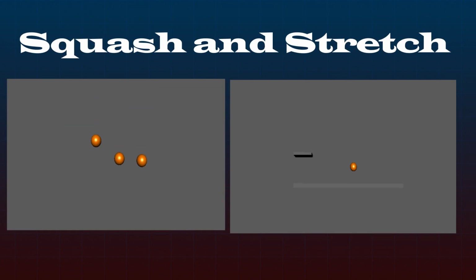Squash and stretch makes us believe that a moving object or character has weight, is flexible, and is affected by gravity. The ball in this example squashes wide and is flatter as it hits the ground, while stretching in length as it bounces back up.